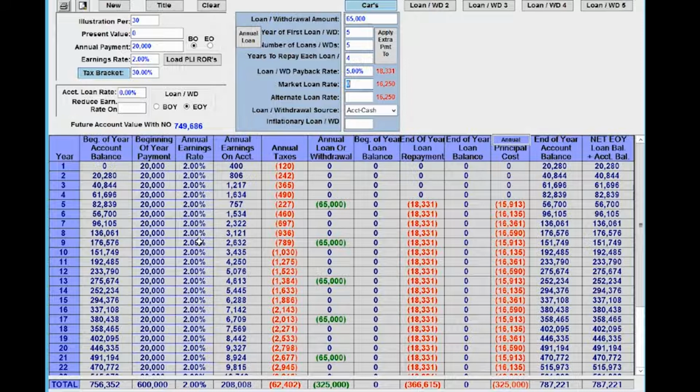$787,221. You want to write that number down. You want to write this number down right here, because you're buying 5 cars and paying yourself back with interest. At the end of the day, that's actually increasing your wealth over this time.